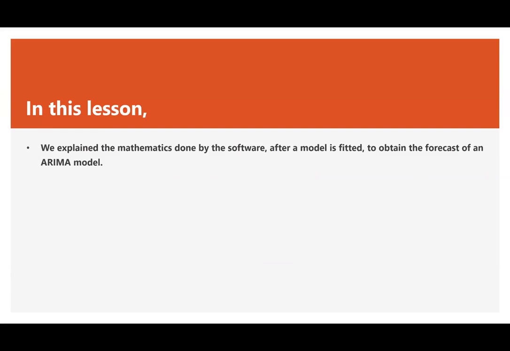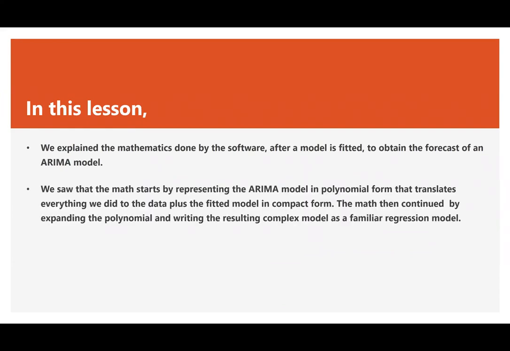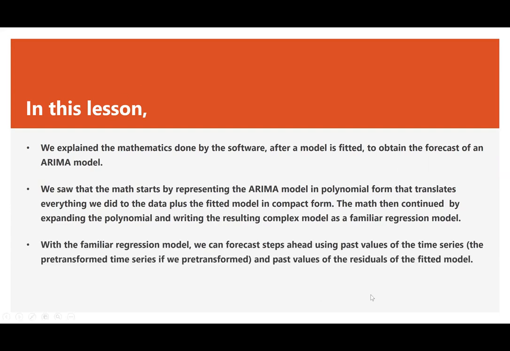So this lesson explains the mathematics done by the software after a model is fitted to obtain the forecast. We saw that the math starts by representing the ARIMA model in polynomial form, translates everything we did to the data plus the fitted model in a very compact form, and then continues by expanding the polynomial, writing the result in a familiar way for us as a regression model. With this familiar regression model, we can forecast steps ahead by just plugging in values of the time series.